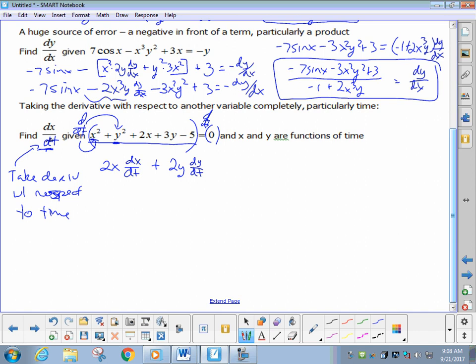Derivative of 2x with respect to time: 2 for the derivative of 2x, times the derivative of the inside, dx/dt, plus the derivative of 3y: 3 dy/dt. Derivative of 5 with respect to time? Well, 5's constant, doesn't change, so it's 0 and 0, right? If I want dx/dt, then that's dx/dt, and that's dx/dt. I want those. Everything else, I don't want.